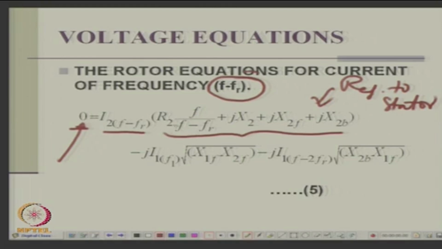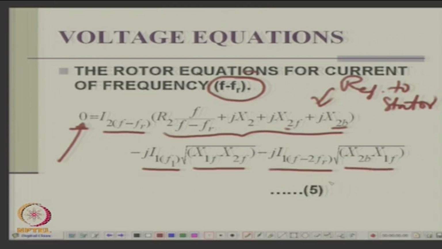Okay. Now, so rotor current I2 will induce a voltage in its own winding, the rotor winding, given by this X2f, X2b. Then in the rotor, the stator current I1, which is also inducing in the same rotor winding of frequency f minus fr, will be stator current F1, okay, and of course its own mutual reactance. F1 is first, and there is another stator current F minus 2 Fr, right, that will also induce a voltage.